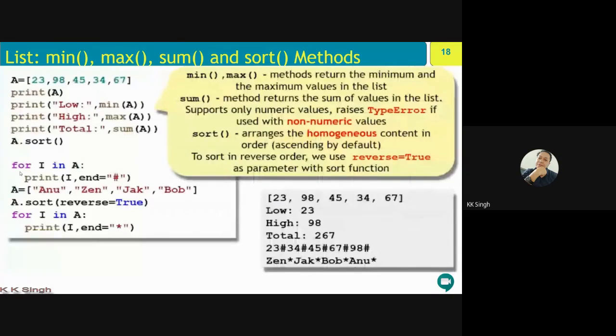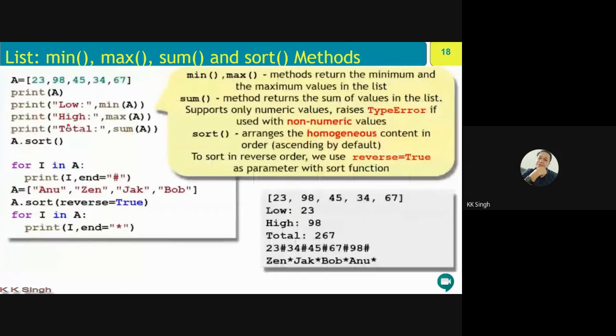Minimum, maximum, sum, and sort. These are methods that can be applied on the list. If you say A is equal to 23, 98, 45, 34, 67, this is a list of 5 elements. Print A, it will print 23, 98, 45, 34, and 67. And out of all the elements of the list, if you want to print the minimum value, I am using the minimum of the list. The minimum is 23, so it will print 23.